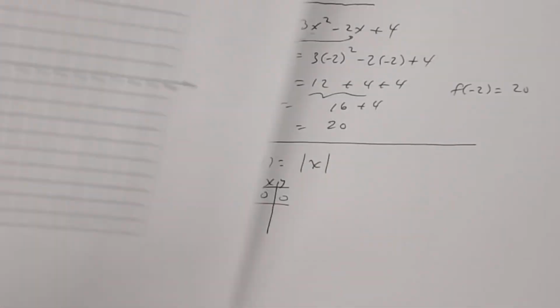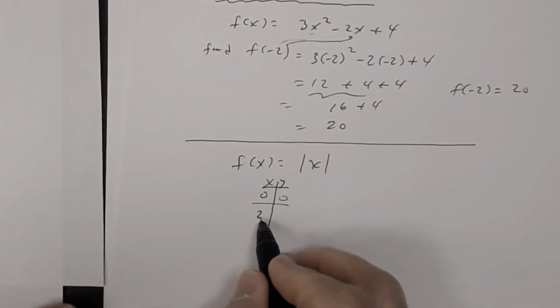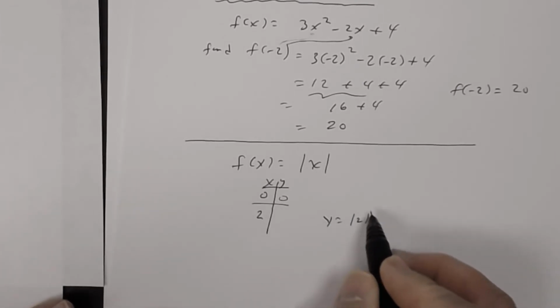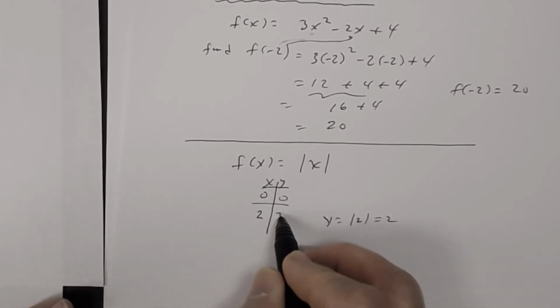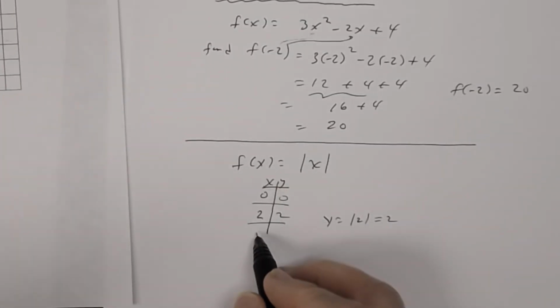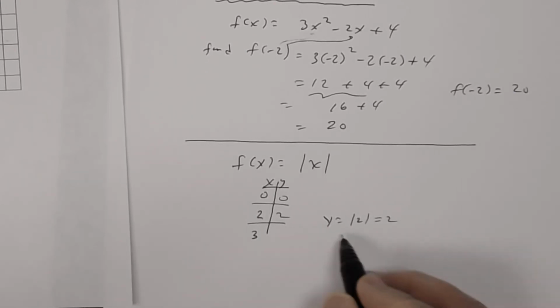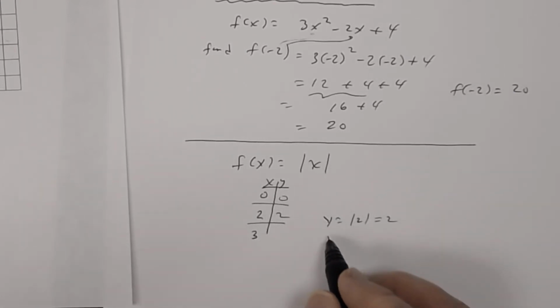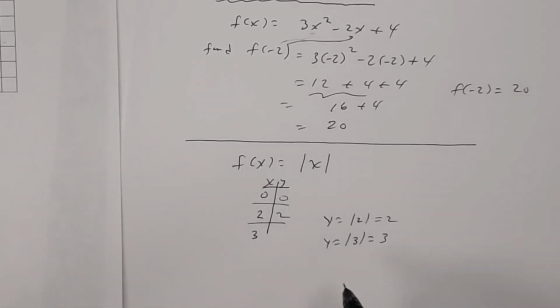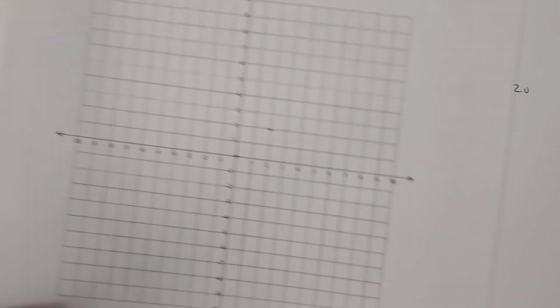Okay? And then if x is 2, I get y equal the absolute value of 2, and the absolute value of 2 is a positive 2. So I'm going to plot the point 2, 2. If x is, let's say, 3, I'm going to take the absolute value of 3, so y equal absolute value of 3, which is a positive 3. Okay, so 3, 3.